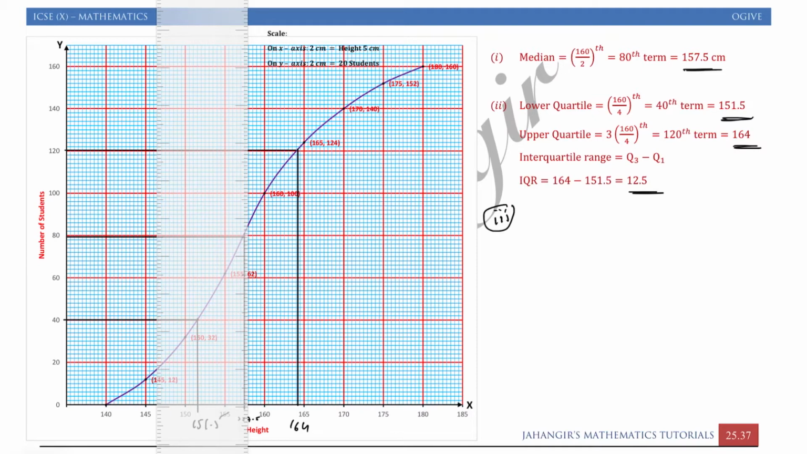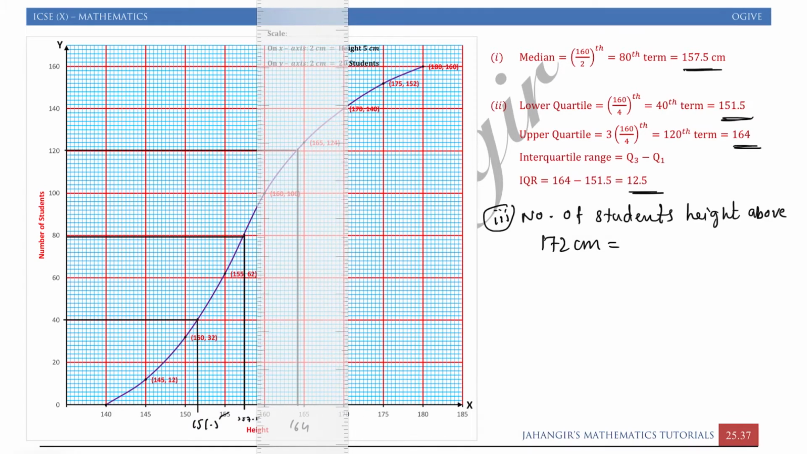Number of students whose height is above 172. So we can write, number of students whose height is above 172 centimeter is equal to... So we will take 172 centimeter and draw a perpendicular line. 170, 71, 71.5, 72. Take properly.